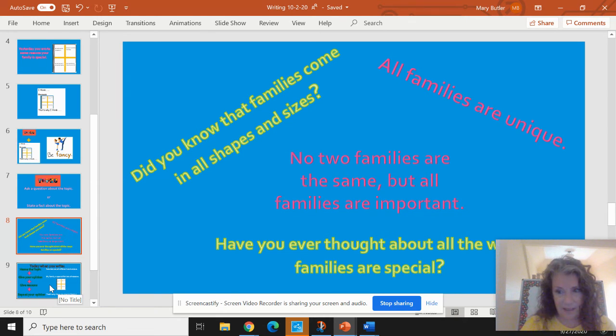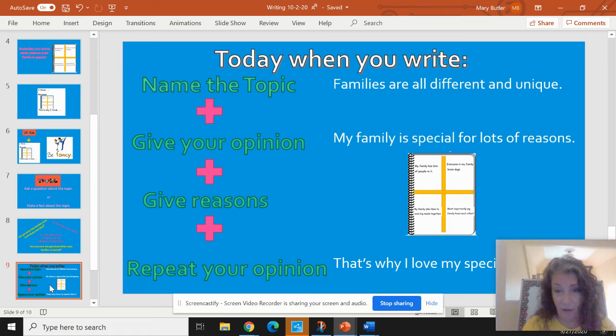Now comes the fancy part, putting it all together. Let's look and see. Name the topic. Remember, with a question or saying a fact. Give your opinion. And you're going to give those reasons that you already planned out. Then at the end, we just repeat the opinion. That helps our reader know that we're done sharing.